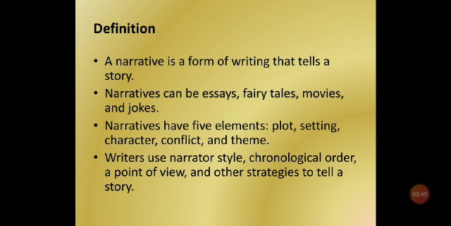Keep this in your mind: narratives have five elements: plot, setting, character, conflict, and theme. When all these five things join together, they form a narrative. Writers use narrator style, chronological order, a point of view, and other strategies to tell the story.